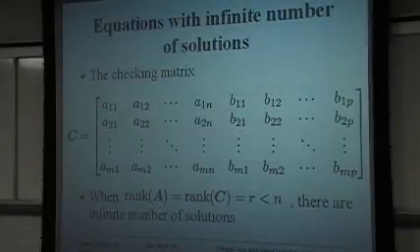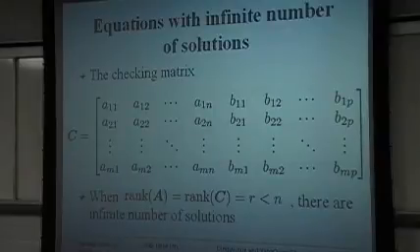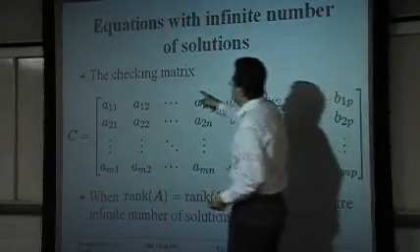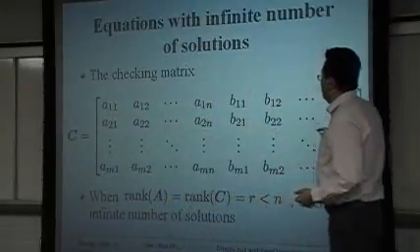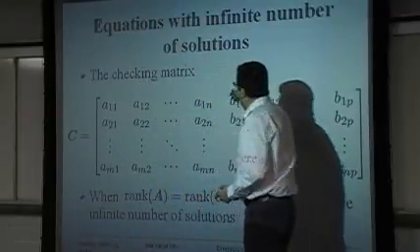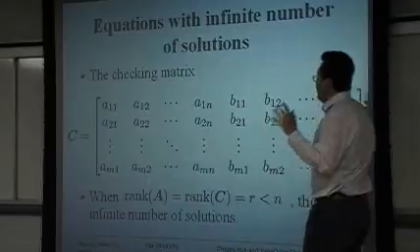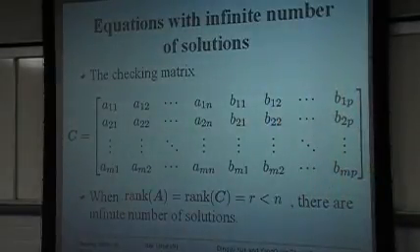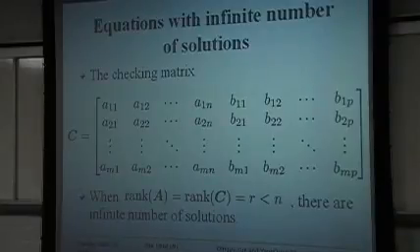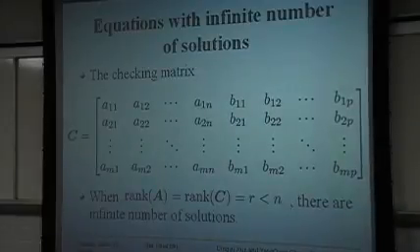And when will the equation have an infinite number of solutions? To solve this problem, we have to construct a checking matrix. For this matrix, the left-hand part is the A matrix, and the right-hand part is the B matrix. We can compose A and B together. And this kind of matrix can be constructed in Matlab easily using a command like this. If there is an A and there is a B, we can construct a matrix C easily in Matlab.